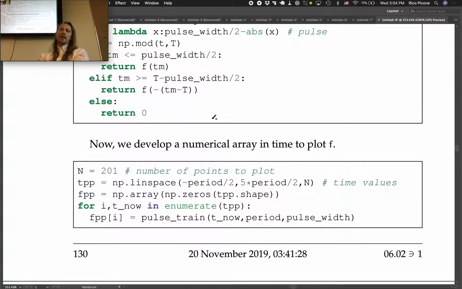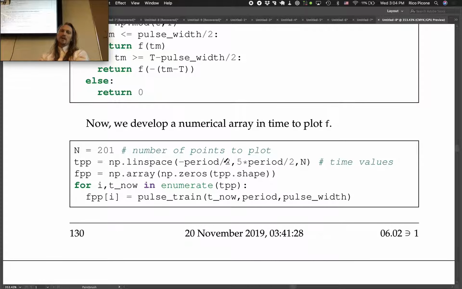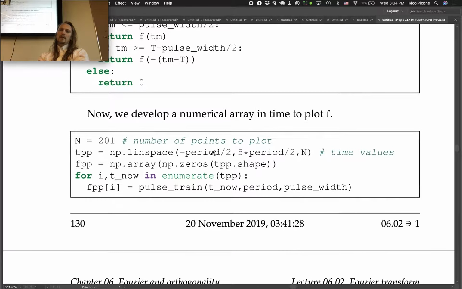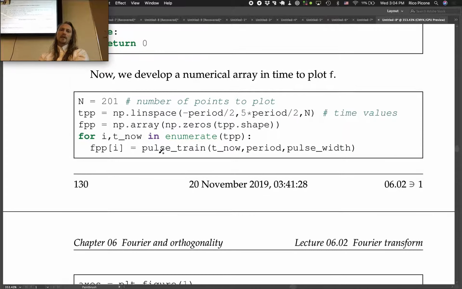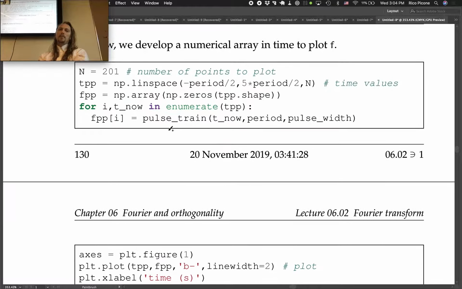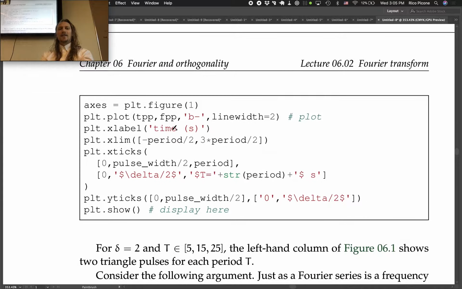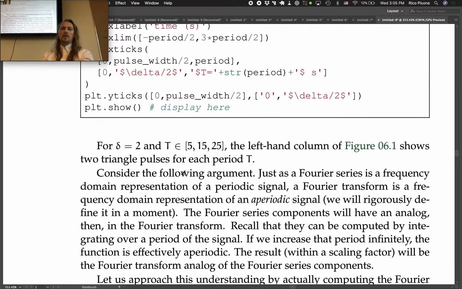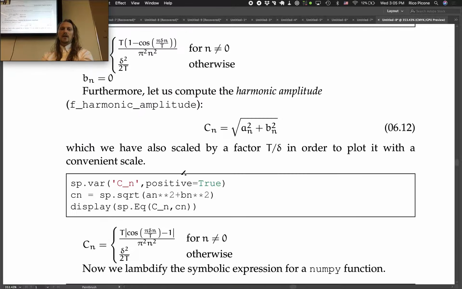So now we develop a numerical array in time to plot f. So 201 points. I'll linspace it, do a couple periods, and we'll compute what the points are. I should probably turn this pulse train function into a vector function. Probably would have higher performance, but I think it's harder to read. So I thought I would just do it with a for loop instead, because it doesn't really matter how fast it is. So then I just do a simple plot, and the result is given.